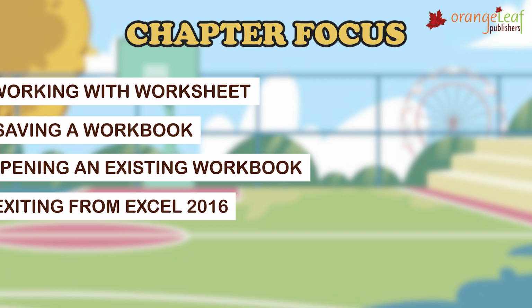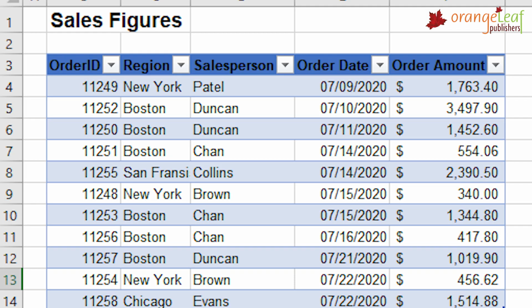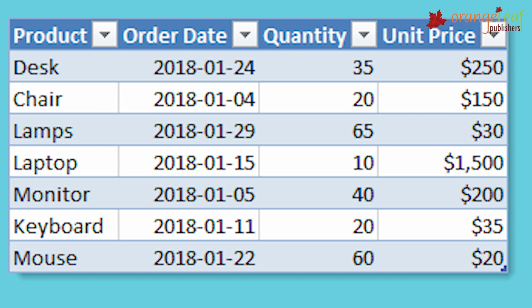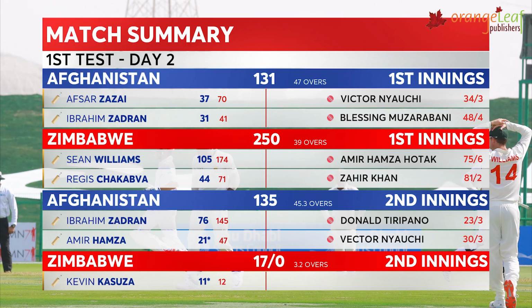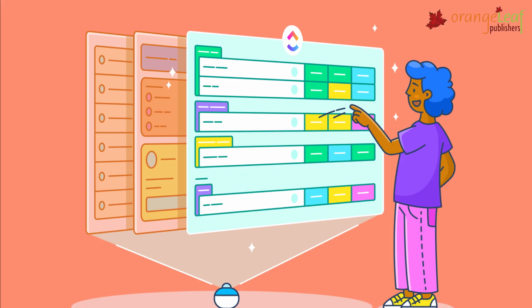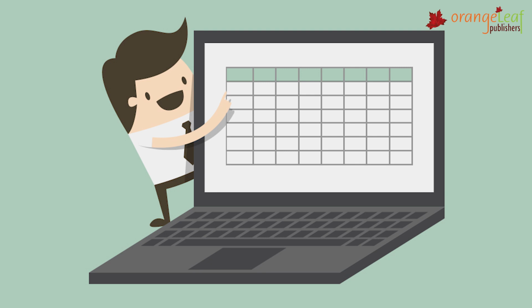Are you ready, children? In your daily life, you might have noticed a list of items in the tabular form. For example, the shopping bills, the school annual report card, or the cricket match scorecard. A spreadsheet is defined as a sheet that contains data and information arranged in rows and columns.